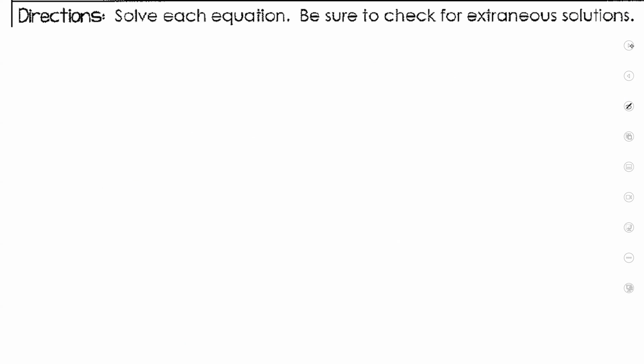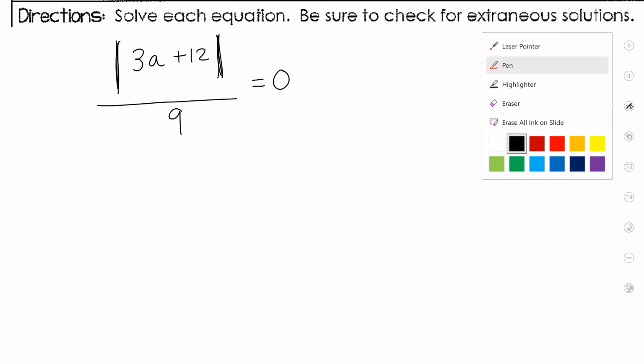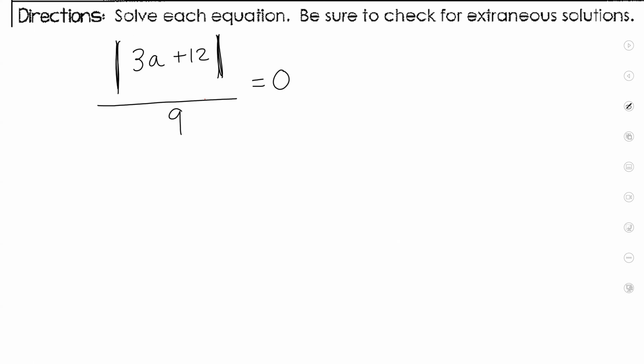All right, so number 10, it says absolute value of 3a plus 12 divided by 9 equals 0. So guys, is my absolute value by itself? No, it has a divided by 9 on the bottom. So how do I get rid of a division by 9? Multiply by 9. So multiply this by 9 and it cancels out. Multiply this side by 9. What's 0 times anything? 0. So what we get is absolute value of 3a plus 12 equals 0.